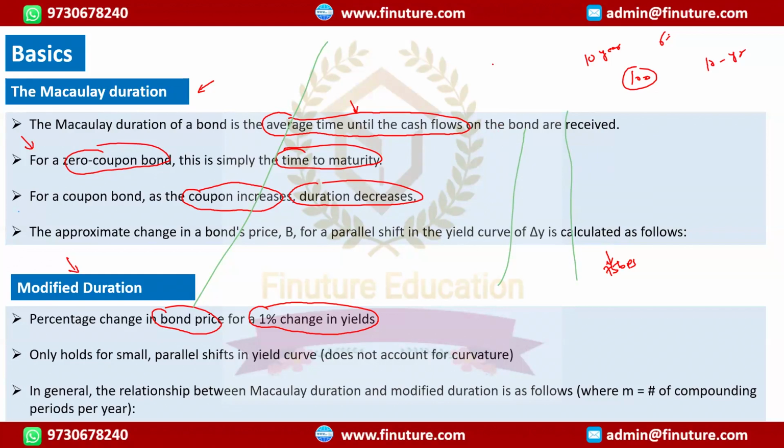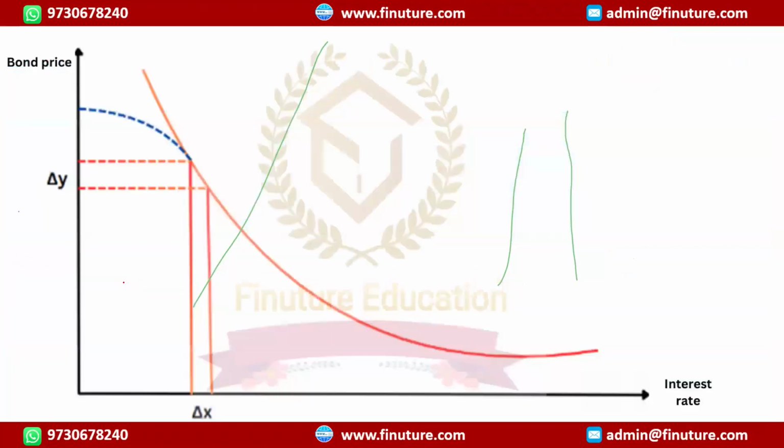So this is about Macaulay duration and modified duration. Be very clear on what duration means. Mostly in the exam, it would be modified duration that we usually talk about, but you should know both. And this is a pictorial representation of the bond price: what if your interest rate changes, what is the corresponding change in bond price? Your vertical axis is the bond price, your horizontal axis is the interest rate.